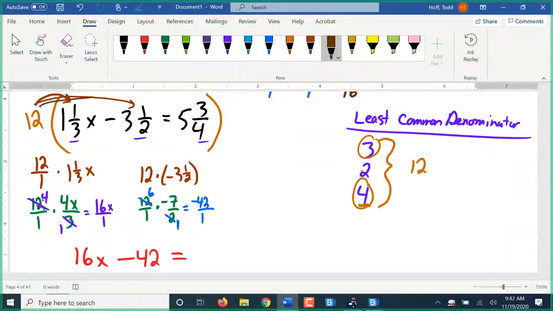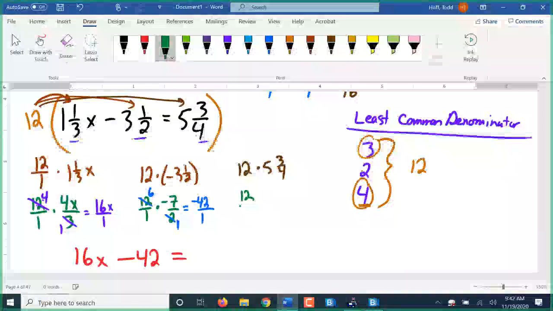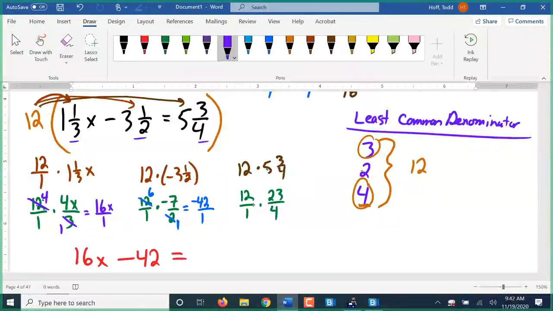Finally, we do the 12 times the 5 3/4. Well, we'll make this 12 over 1. 5 3/4 has to become improper. So 5 times 4 is 20, plus 3 is 23 over 4. And the 12 and 4 cross cancel, both divide by 4. 4 divided by 4 is 1. 12 divided by 4 is 3. 3 times 23 is 69. 1 times 1 is 1. So that's just going to be a 69 here.